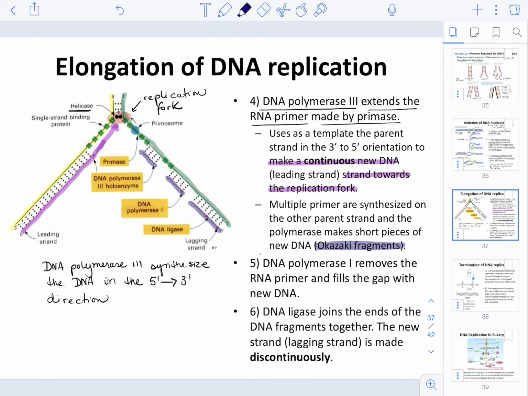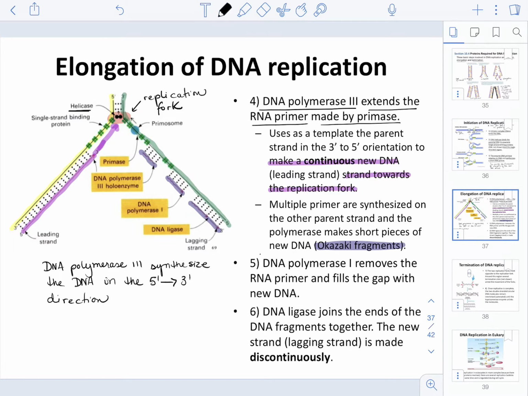In the next step of the reaction, we have DNA polymerase 1 remove the RNA primers. And remember, there are RNA primers on each one of the strands. And that DNA polymerase 1 is going to fill the gap with new DNA.